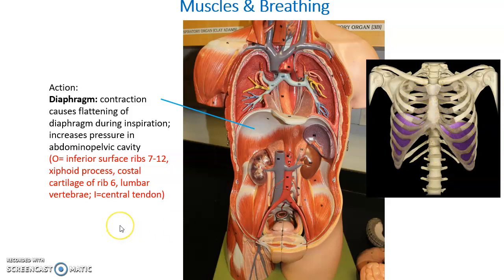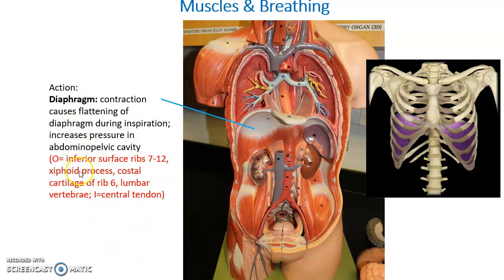This will allow the air to come in during inspiration when we breathe in, and it also increases pressure on the organs in the abdominal pelvic cavity. But primarily, breathing is the important function for the diaphragm.